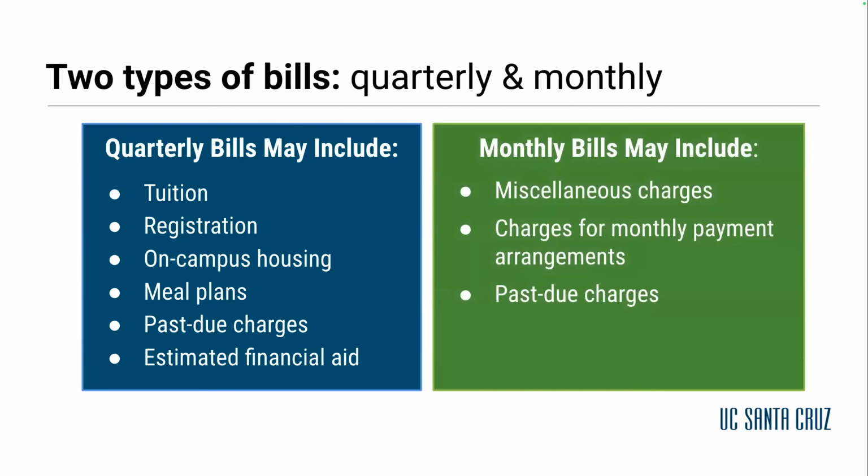You also might receive monthly bills that can include miscellaneous charges for things like printing, health center visits, and other costs associated with college life. Past due charges can also appear on monthly bills, and new bills are created only when there's money owed on your account, so you might not have a bill every month.